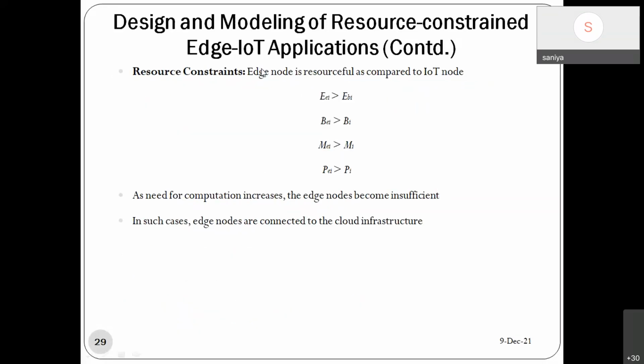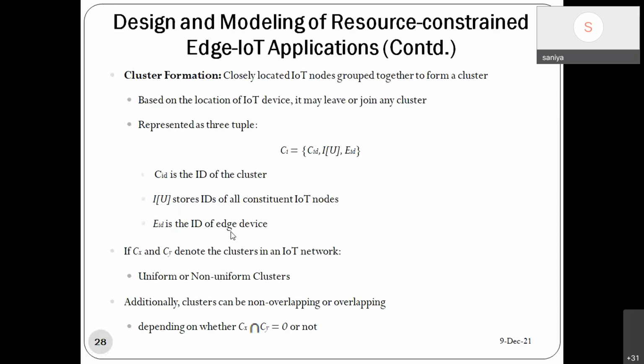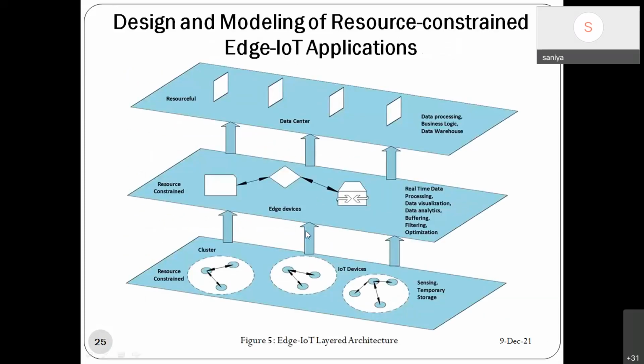Then talking about the resources, I have already told you the edge node is resourceful as compared to IoT nodes. That means the energy, the bandwidth, the memory, and the processing power of the edge will be more as compared to the resources that we have in the IoT node. As the need for computation increases, the edge becomes insufficient, and whenever the edge becomes resource constrained, we connect it to the cloud. That's why we offload the data whenever these layers become insufficient to handle that data. So that's why I'm pushing the data from edge to the cloud.